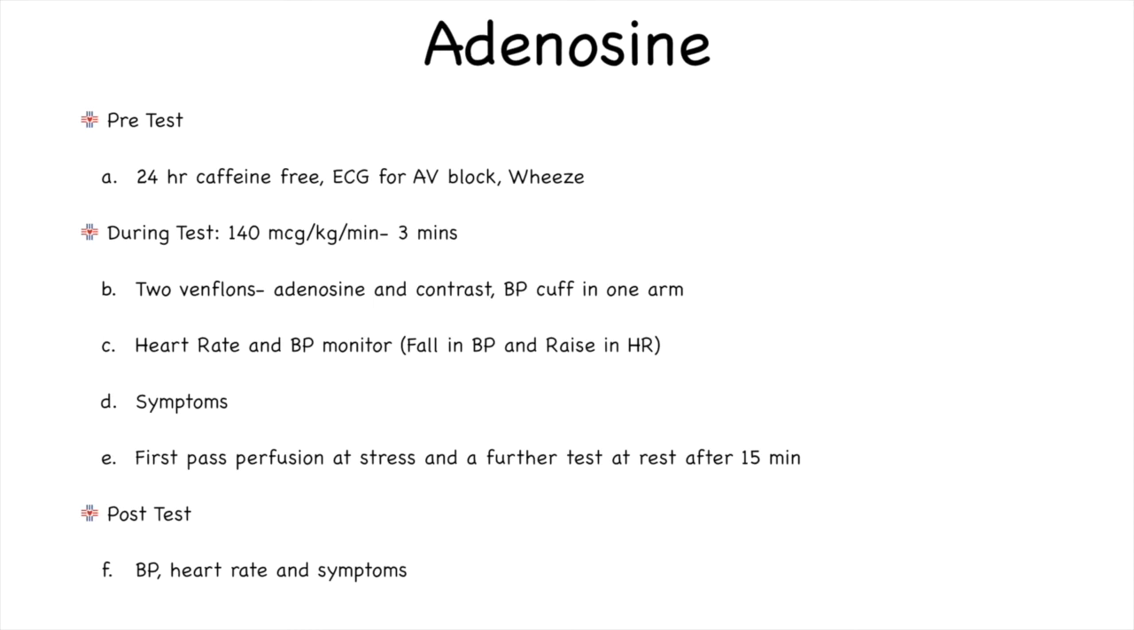Active monitoring of the heart rate and blood pressure is done during the perfusion. Adenosine is injected through an arm which does not have the BP cuff. Heart rate and BP is monitored regularly. Symptoms are recorded during the perfusion, and at a point where adequate stress response has been achieved, which is fall in blood pressure and raise in heart rate, or patients having symptoms of chest pain, flushing, or headache, then contrast is injected and first pass perfusion through the myocardium is seen.